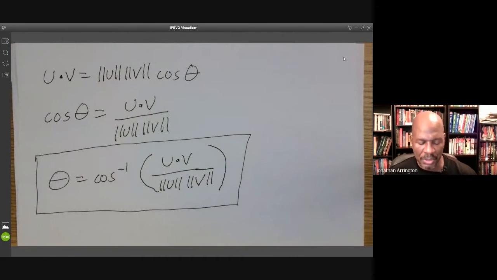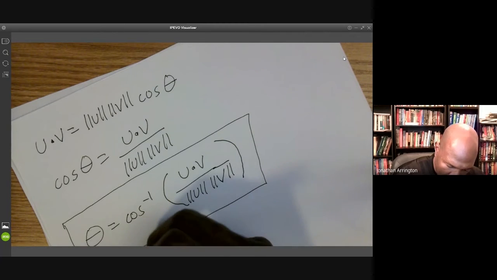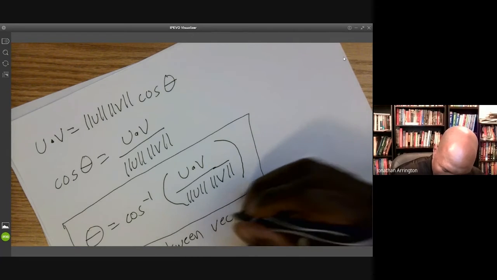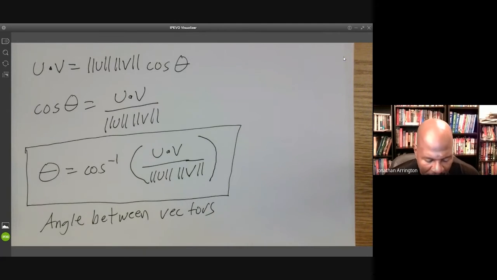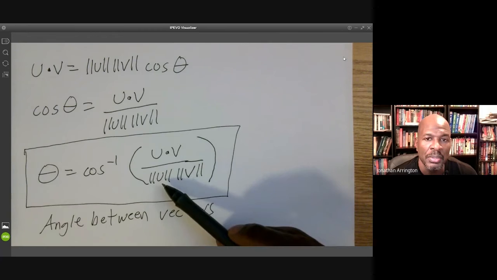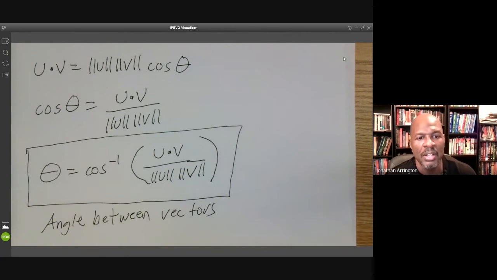So this is our formula. This is what we're going to use to find the angle between vectors u and v. So basically, in order to find the angle between vectors, there are three quantities that you need to find: the dot product, the magnitude of u, and the magnitude of v. That's it, just three simple numbers. And you're just going to take the arc cosine of the quotient of those guys. So let's do one quick example.